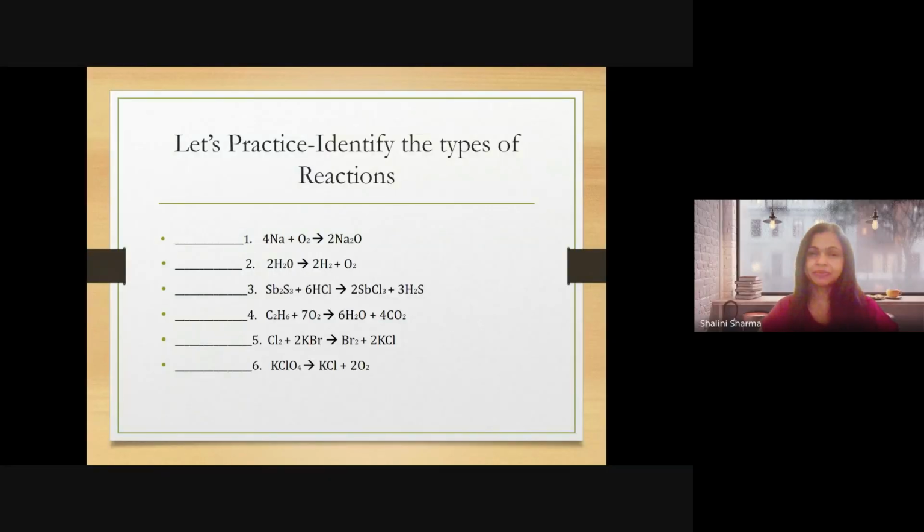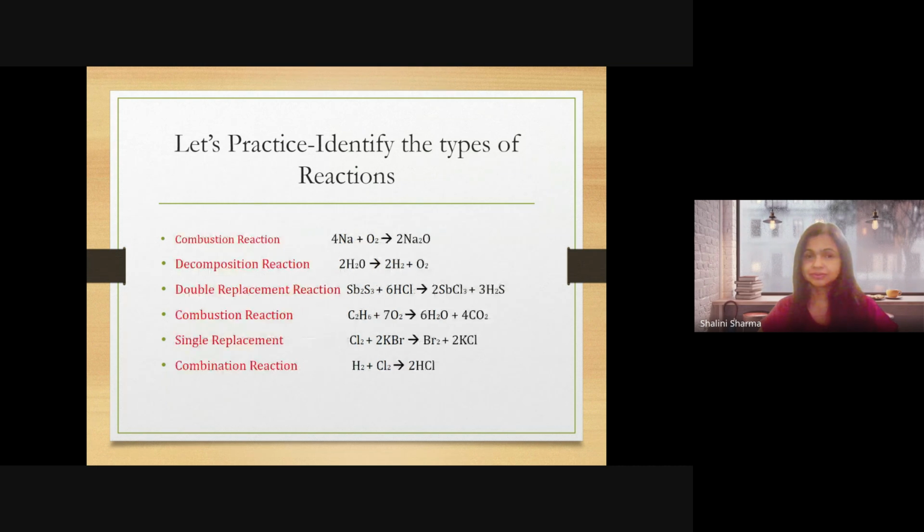Here are some examples of different types of chemical reactions. Let's use some clues to identify these reactions. So let's practice. First example is reaction of sodium with oxygen, and it forms sodium oxide.